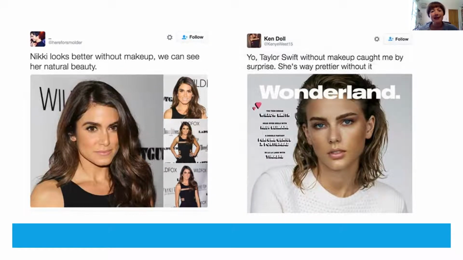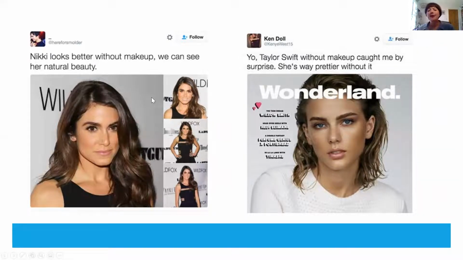Now, some of you may have come across this sort of thing in the wild. There is a tendency generally for men on the internet to talk about how amazing women look when they're not wearing makeup. But the problem is, well, several layers of problems there. One problem is they're almost always talking about women who are wearing quite a lot of makeup. So here we have Nikki looks better without makeup. We can see her natural beauty.